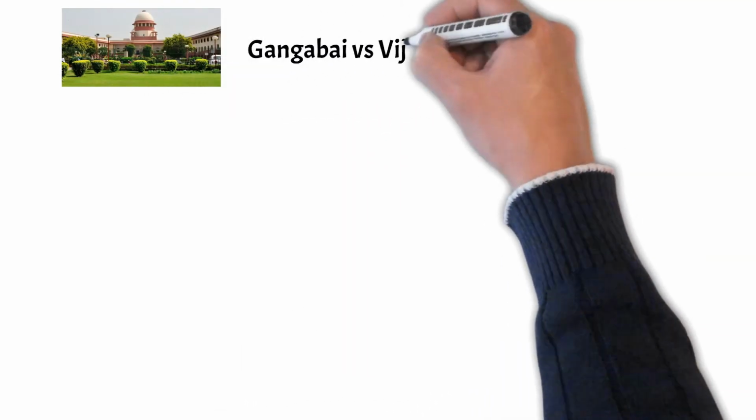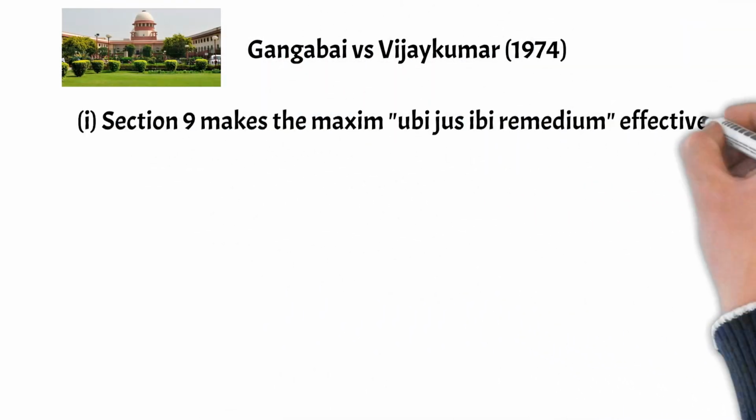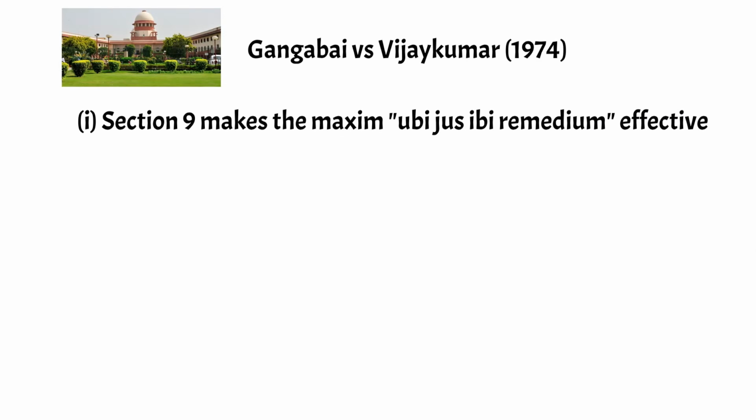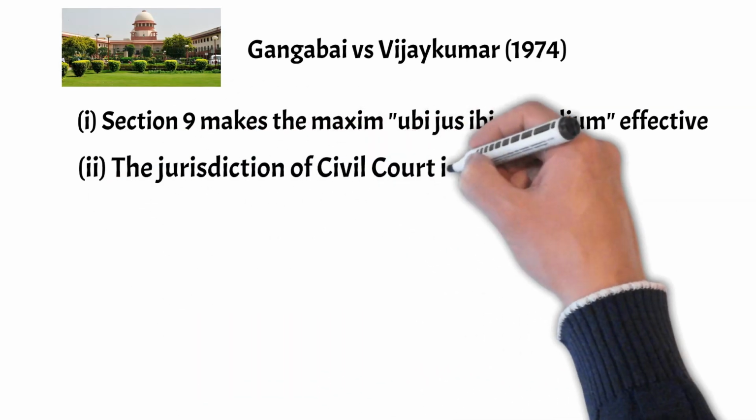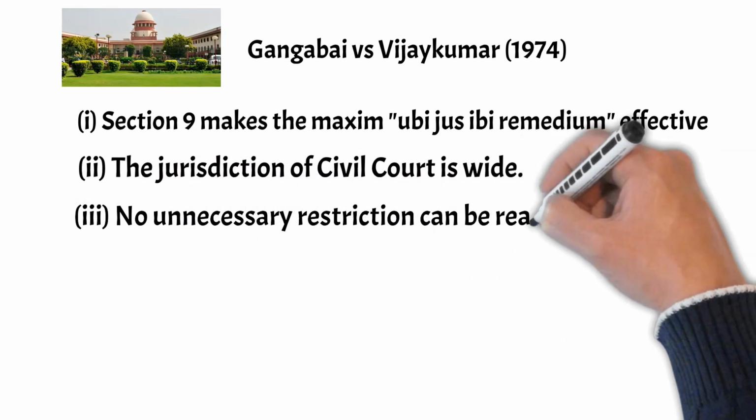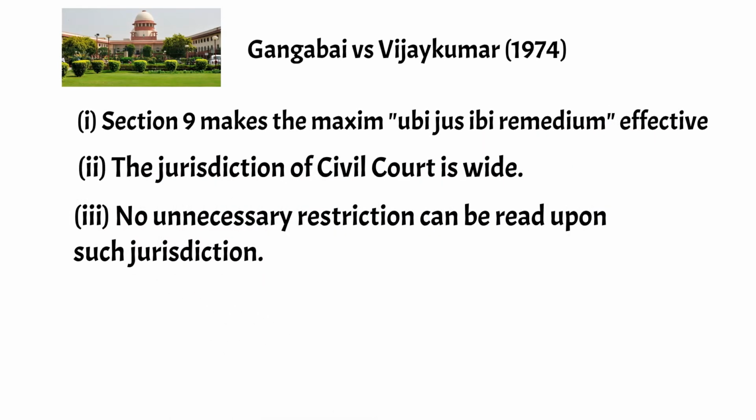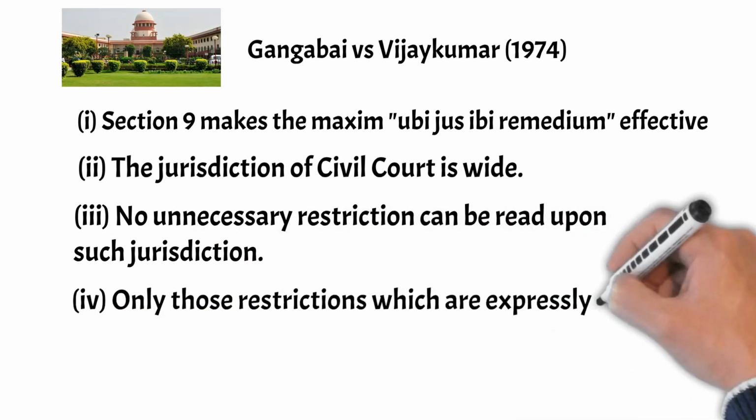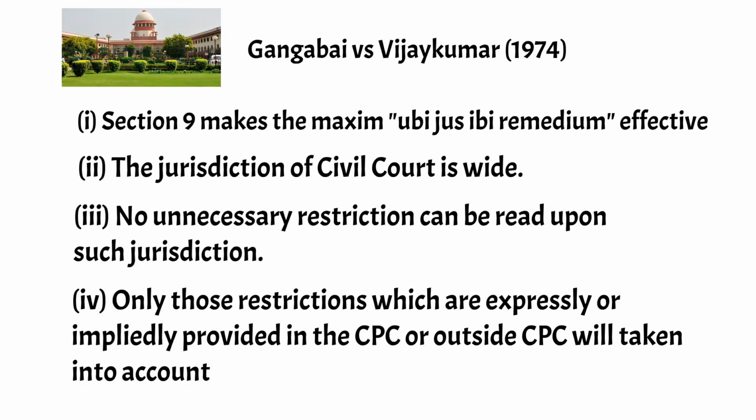Section 9 can be further understood by referring to Gangabai versus Vijay Kumar, wherein it was held that Section 9 makes the maxim ubi jus ibi remedium effective. The jurisdiction of civil court is wide, and no unnecessary restrictions can be read upon such jurisdiction. Only those restrictions can be considered which are provided within CPC or outside CPC.